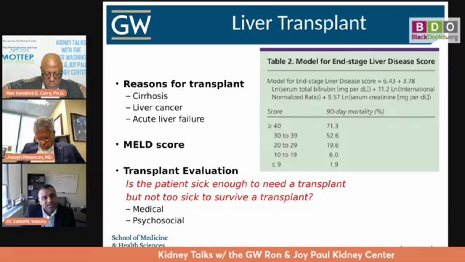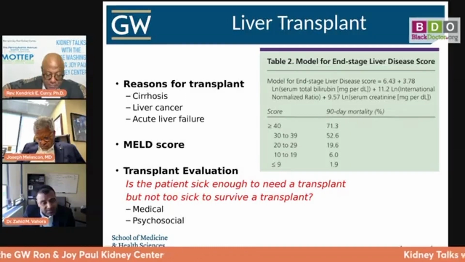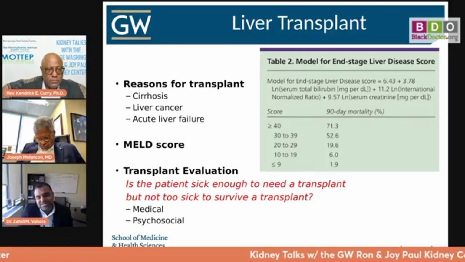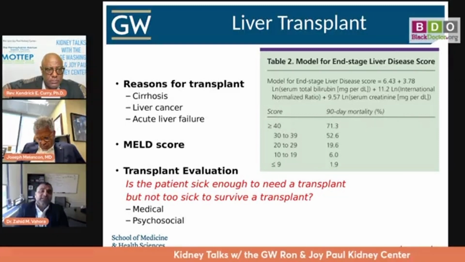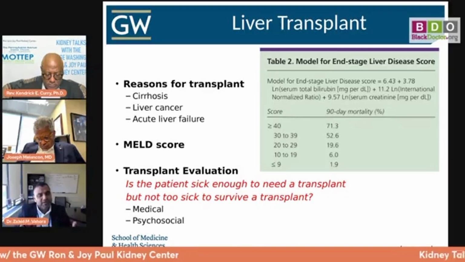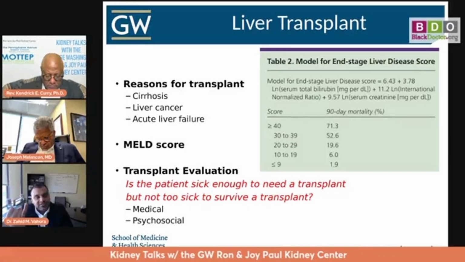So when we evaluate a patient for transplant, the question we ask ourselves is, is this patient sick enough to need a transplant, but not too sick where they can't survive a transplant? So what does that mean? We do a medical and a psychosocial evaluation. For the medical sickness, we look at whether they have any cancers outside their body that would prevent them from being transplanted.